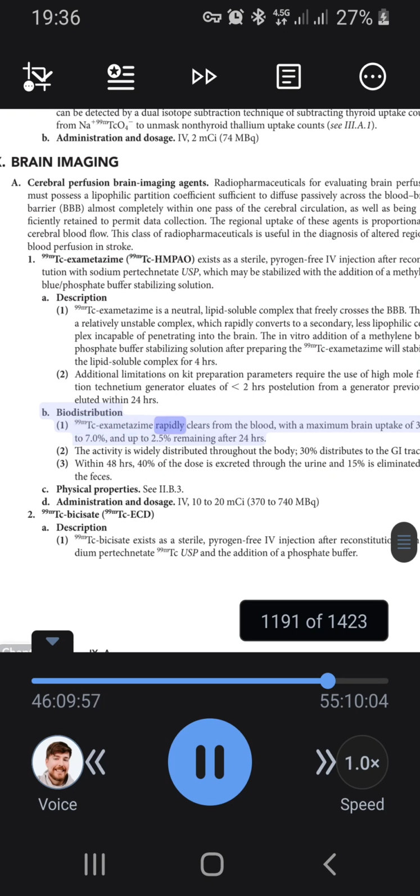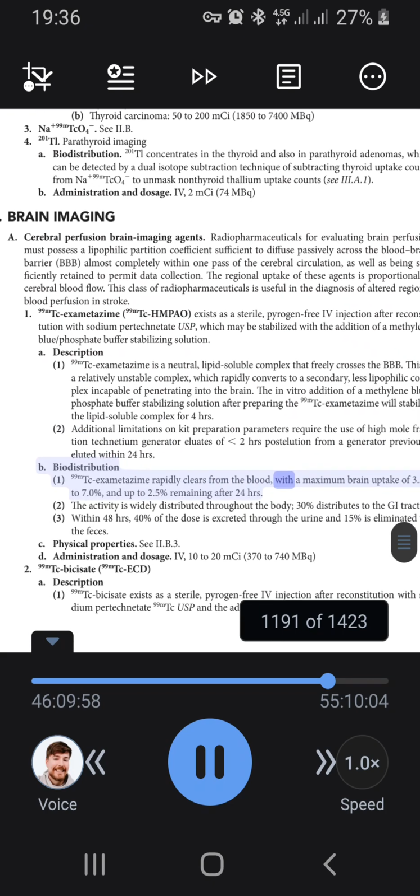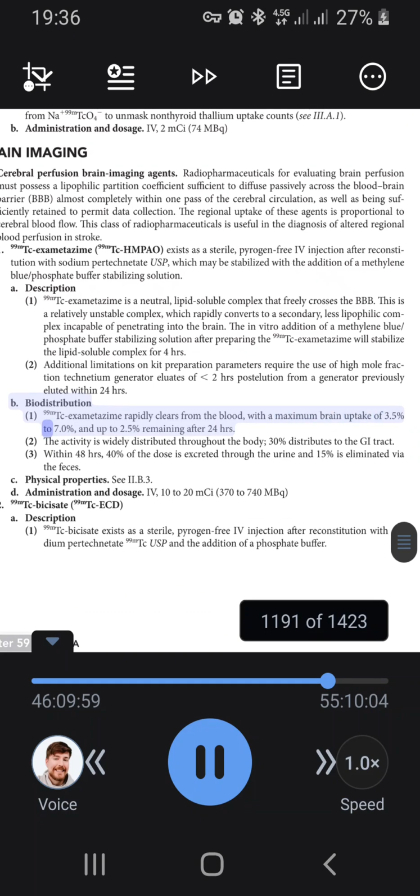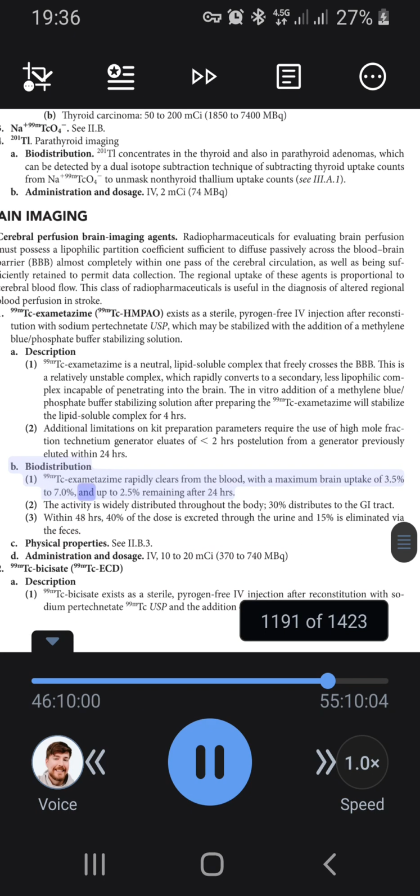1. 99mTc hexametazime rapidly clears from the blood, with a maximum brain uptake of 3.5% to 7%, and up to 2.5% remaining after 24 hours. 2. The activity is widely distributed throughout the body. 30% distributes to the GI tract. 3. Within 48 hours, 40% of the dose is excreted through the urine and 15% is eliminated via the feces.